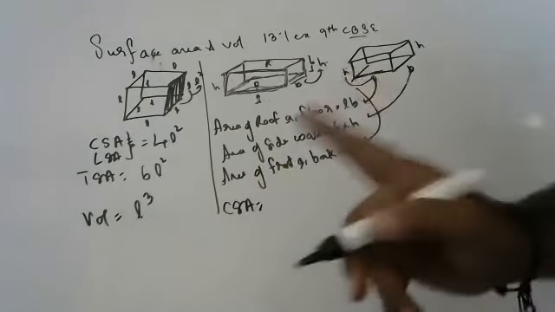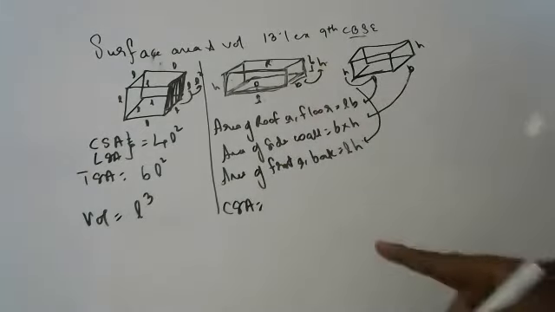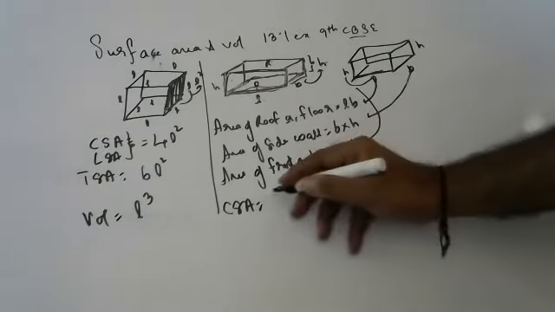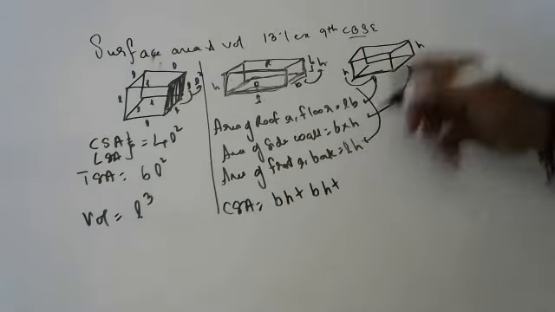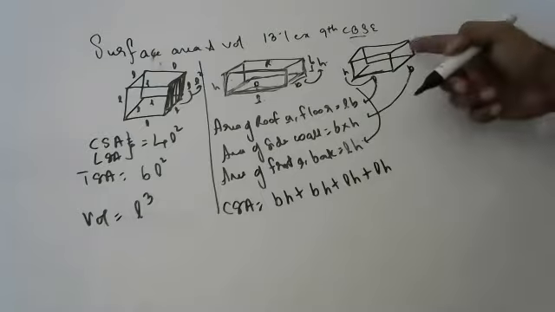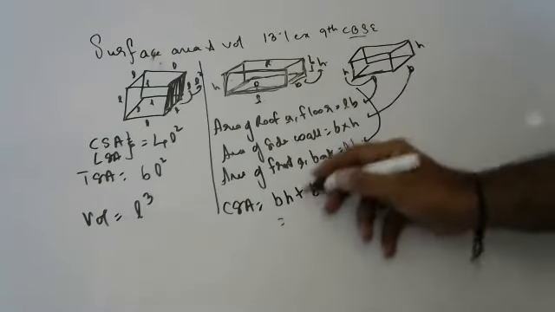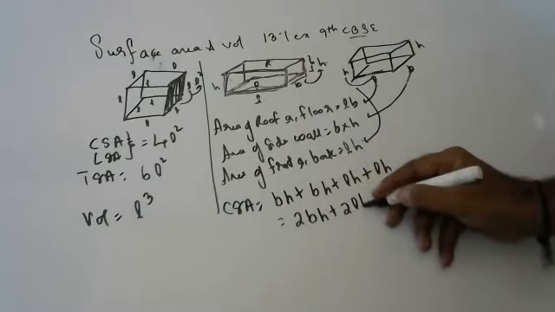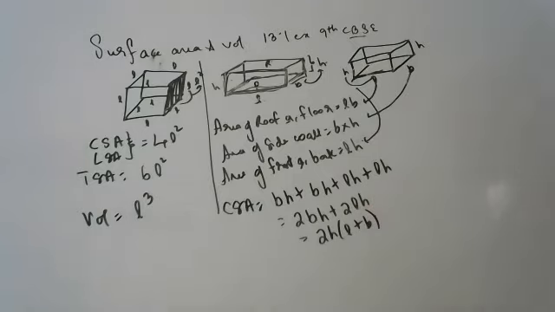Now, can anyone say the CSA? CSA means no roof, no floor. Only four sides: the side walls and the front and back. Side walls are BH and another BH, front wall LH and back wall LH. So how much is this? Children, 2BH plus 2LH. So 2H into (L plus B) is the CSA.